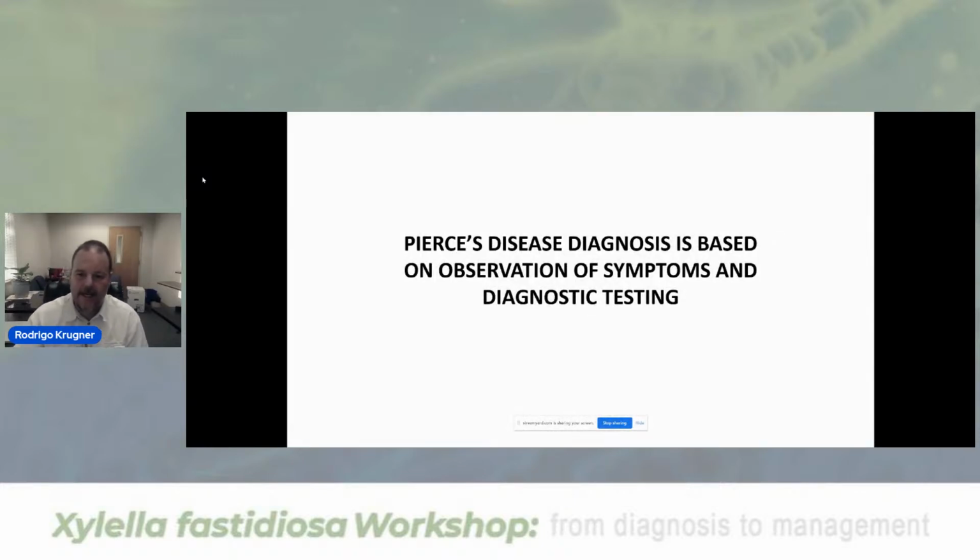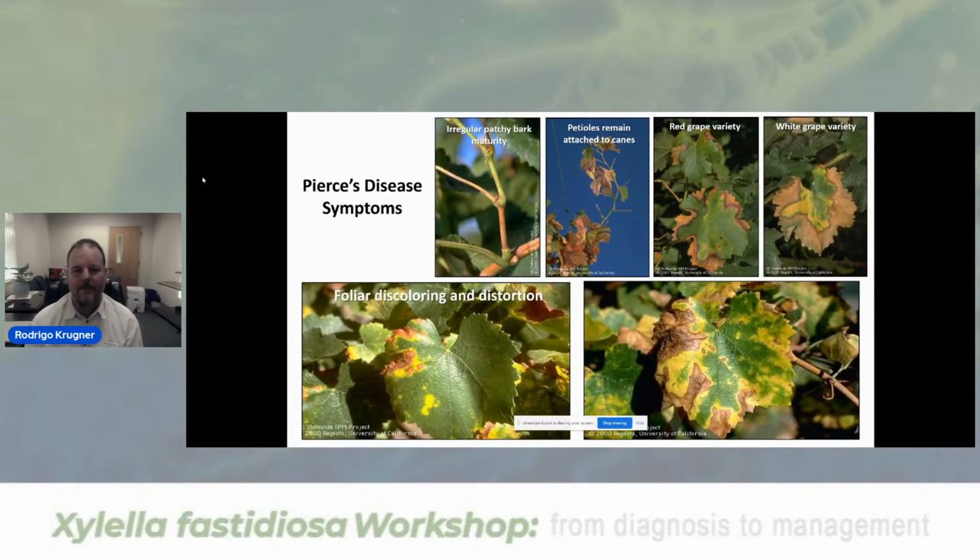So Pierce disease diagnosis is based on observation of symptoms and diagnostic testing. And this is very important. Here are some pictures of symptoms of Pierce disease. On the top left corner, what we call green islands, sometimes irregular patchy bark maturity. So you have portions of the cane that are brown and some remain green. Next to it, on the right side, petioles remain attached to the canes. Those we usually call matchsticks. So the leaf blade will fall off. Only the petioles will remain on the vine.